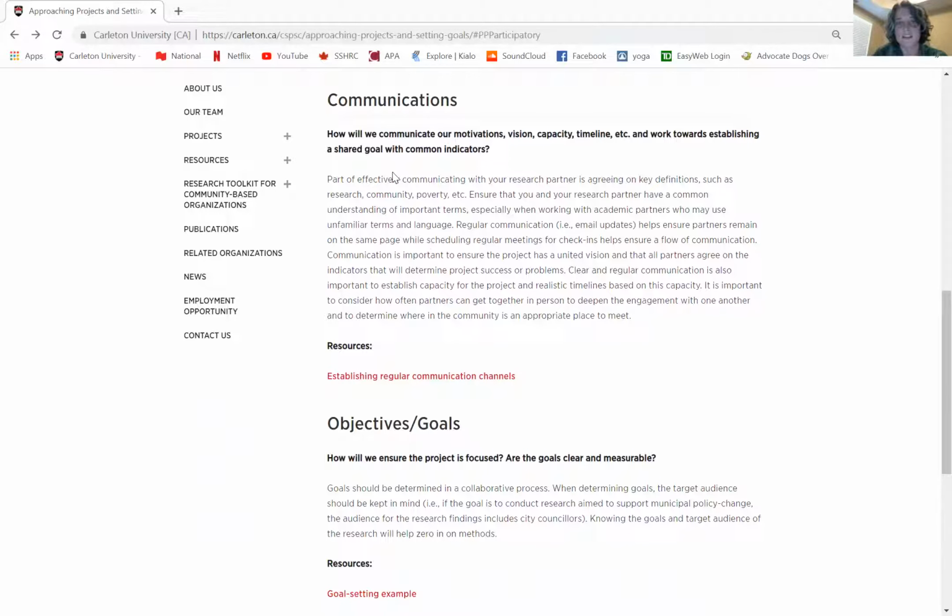So the question we have in this section is, how will we communicate our motivations, vision, capacity, timeline, and other things, and still work towards establishing a shared goal with common indicators? Here I can read about some of the things that came out of this CFICE project, which was a lot about agreeing on key definitions and terms. So coming to a common language between those in an academic field and those working in the community. The first thing to start is defining terms and language that we may not use in common.